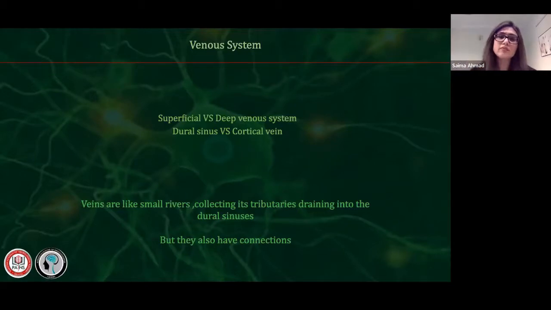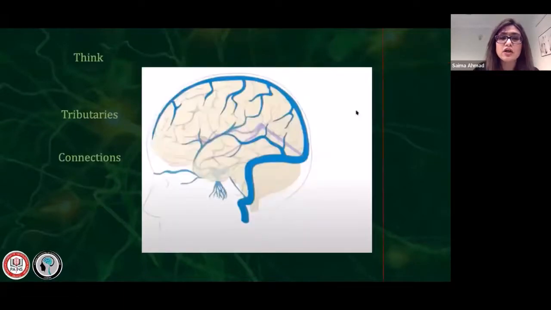For the venous system of the brain, always think of the venous system like a river. Veins are like small rivers, because rivers have different tributaries and connections, and then they drain into the larger ocean. So the veins of the brain also have, like rivers, connections and tributaries, and then they drain into the dural sinuses. So we have the superficial venous system, the deep venous system, and then the dural sinuses.